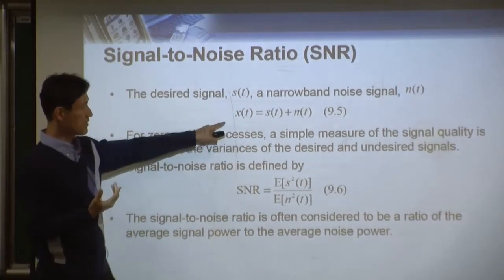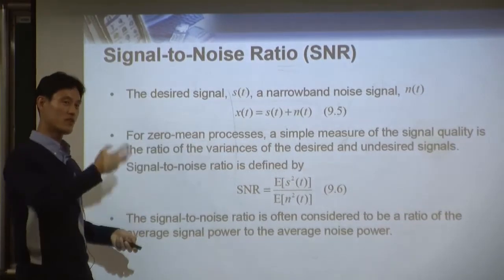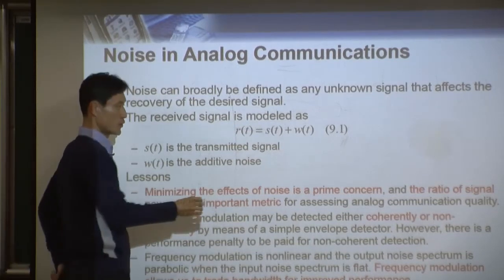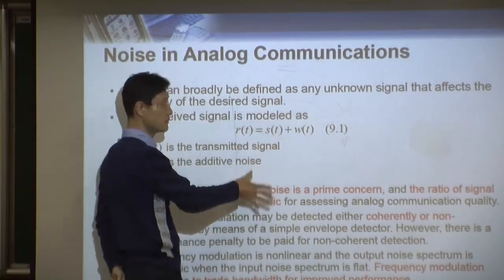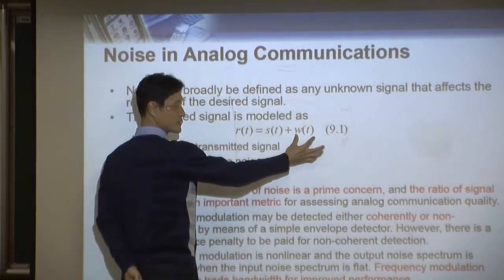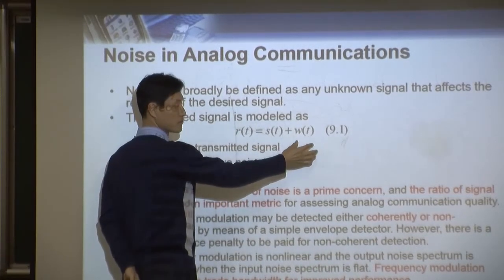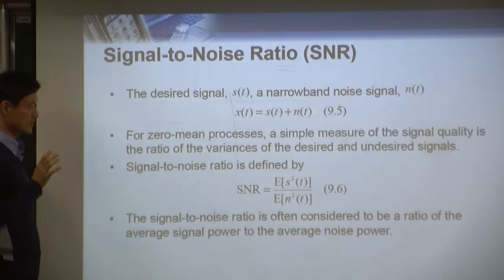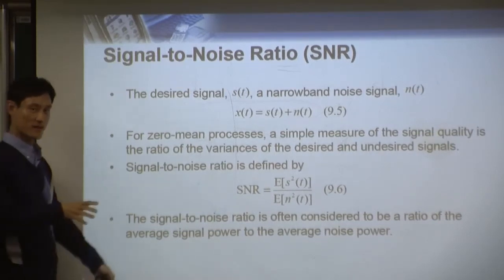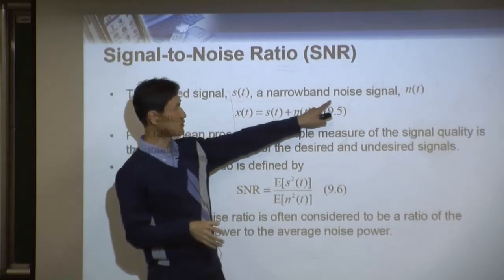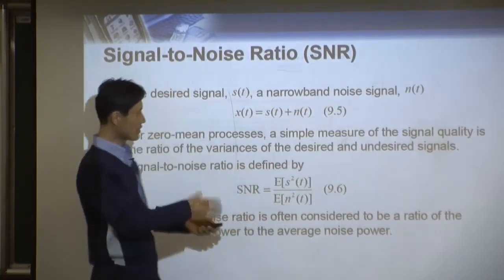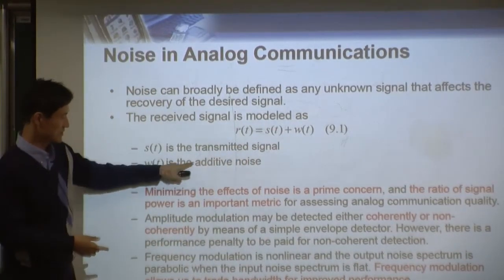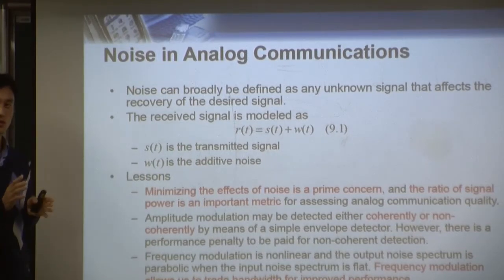But when you compare this equation with the previous equation that I showed you, something is different, right? We still have S(t), the transmitted signal. But in the previous slide, we said that our noise is W(t), and on this slide, we say N(t). So what's the difference between W(t) and N(t)? The N(t) is narrowband noise. Going back, W(t) is just additive noise. So there is some difference between those two.